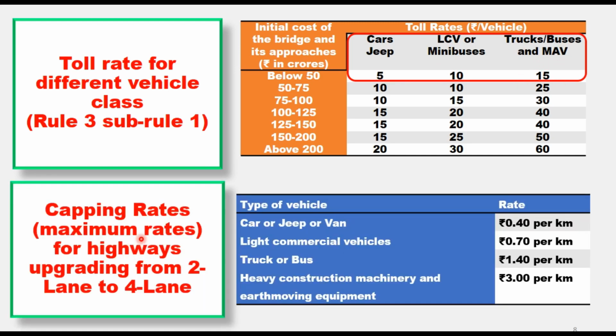Toll rates applied to projects of conversion of existing 2-lane highways to 4-lane highways shall be within the capping rate given here. For car, jeep or van, it will be 40 paisa per kilometer. Similarly, for heavy construction machinery and earth moving equipment it will be 3 rupees per kilometer.